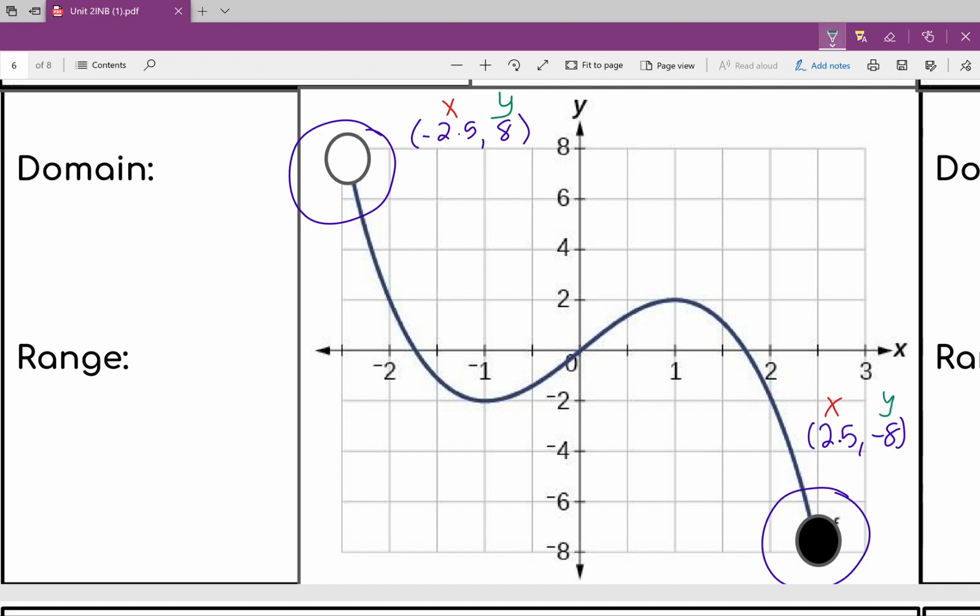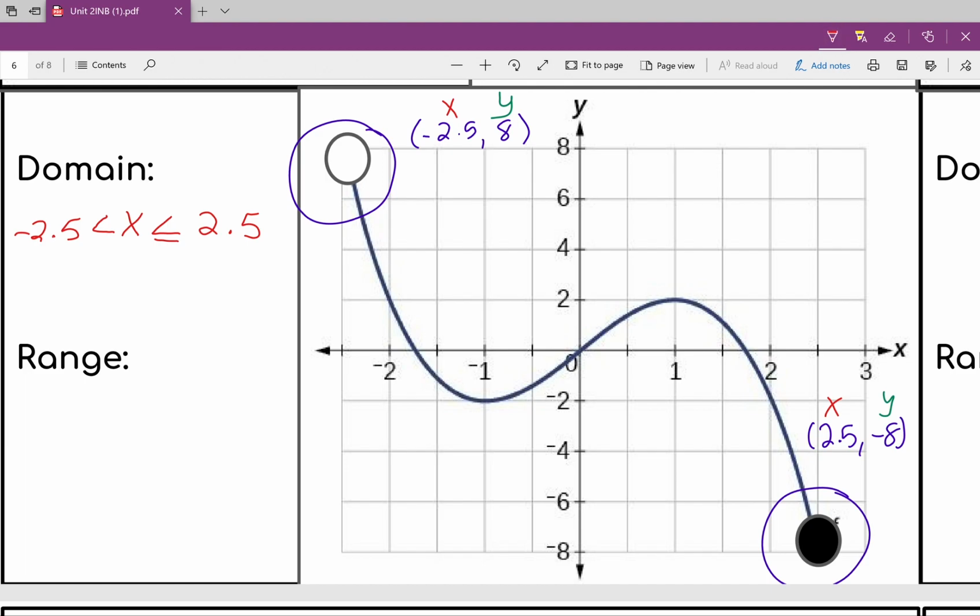If we're looking at the domain, we're only looking at the x's. So what is smaller, -2.5 or 2.5? -2.5. So we're going to write -2.5. Since that -2.5 is on an open dot, that is going to be less than. Since we're dealing with domain, it's going to be x. And since the other one is a closed dot, it's going to be less than or equal to, and then that x value, which is 2.5. So that's our domain. Remember, it went small to big.